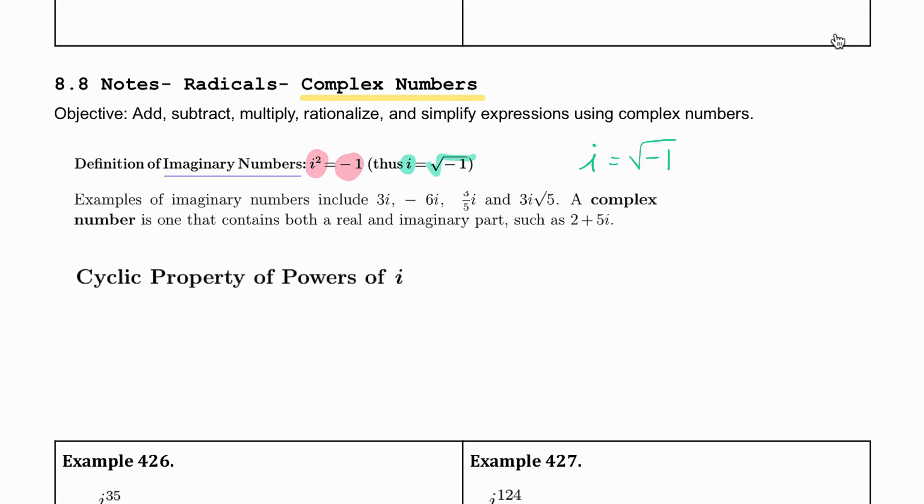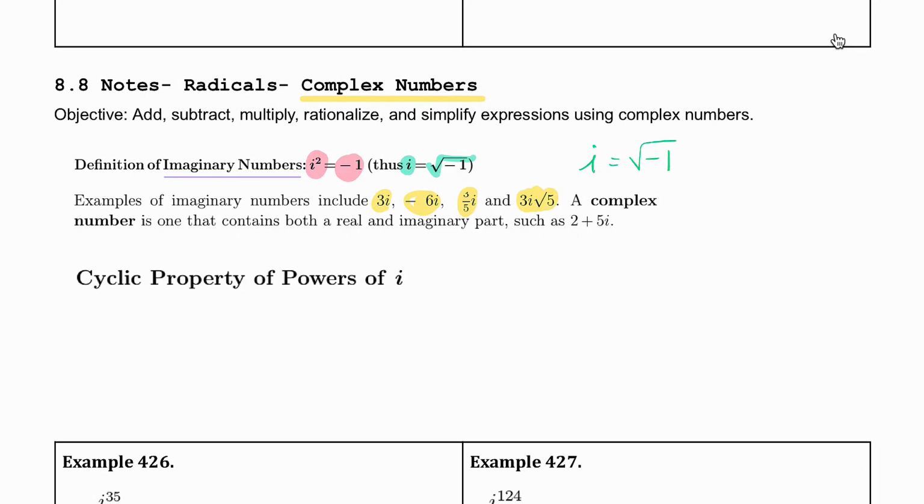So there's a lot of ways you might see imaginary numbers written. We have 3i, negative 6i, 3/5 i, 3i square root of 5. When we just have one term that has the i with it, that's called an imaginary number. We call it a complex number if it has both a real part and an imaginary part. For example, 2 plus 5i. This is my real part, this is the imaginary part.